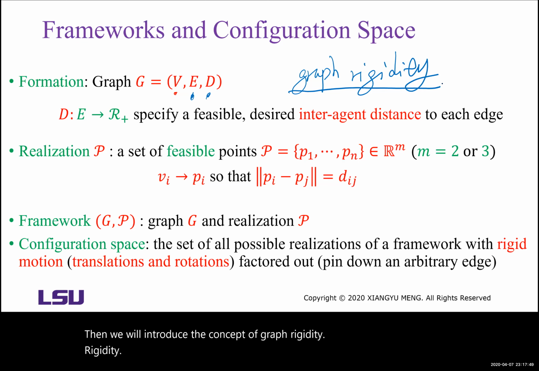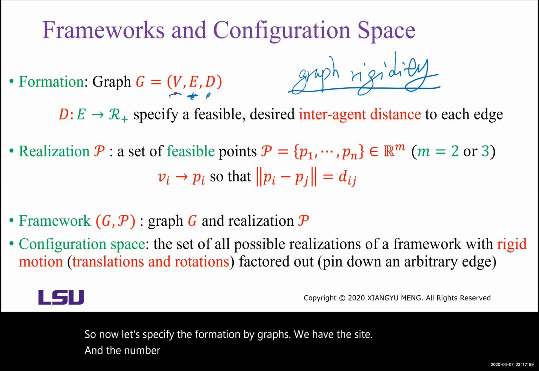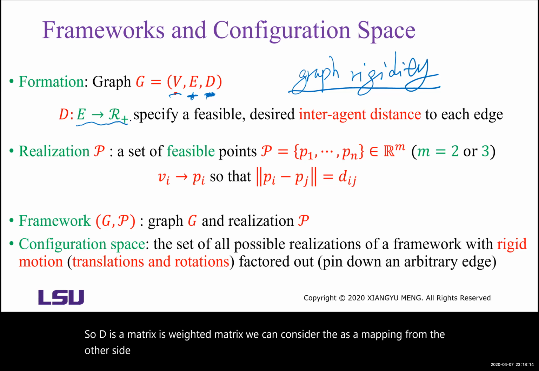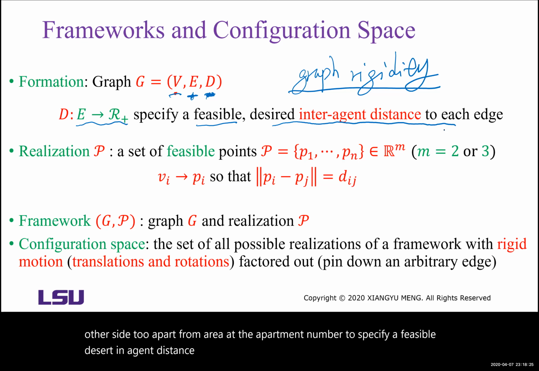So now let's specify the formation by graphs. We have the set of agents and the edges between which we want to specify the inter-distance. So D is a matrix, a weighted matrix. We can consider D as a mapping from every edge to a number, specifying a feasible desired inter-agent distance for each edge.